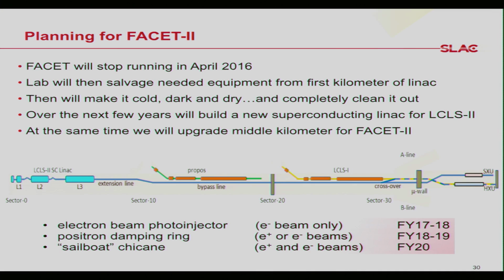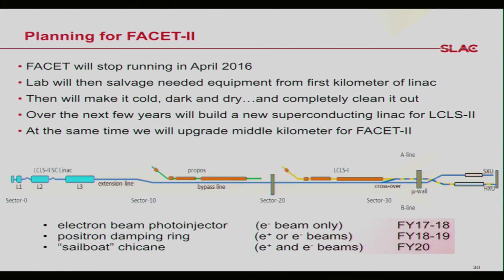But now we have another issue. So much like before where we had to pick up our stuff and get out of the way of LCLS-1, now we have to do the same thing. We have to get out of the way of LCLS-2. And that's because FACET, the facility that uses the first 2 kilometers of the linac, is actually going to have our final run and turn off in April of next year. And that's because the laboratory has this fantastic new project called the LCLS-2 coming along.